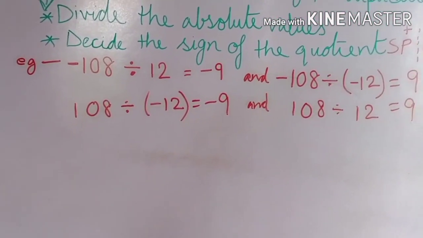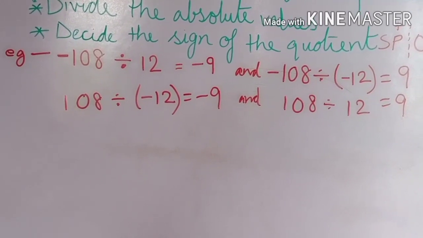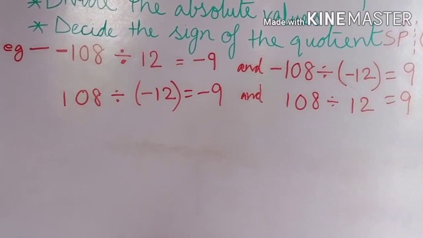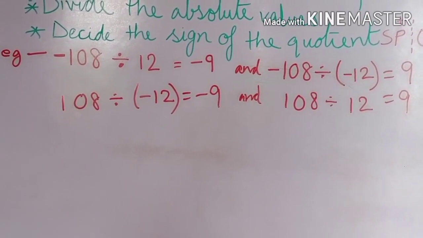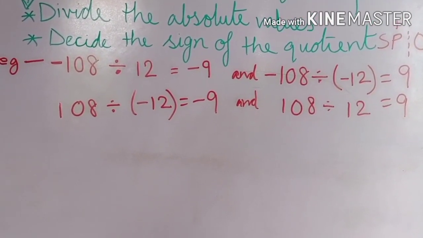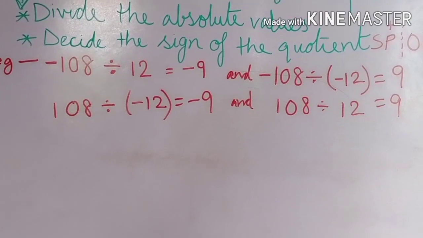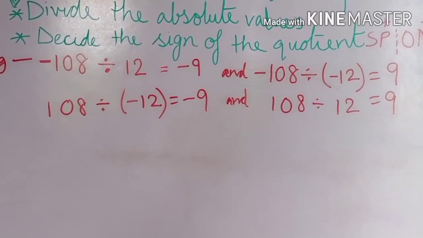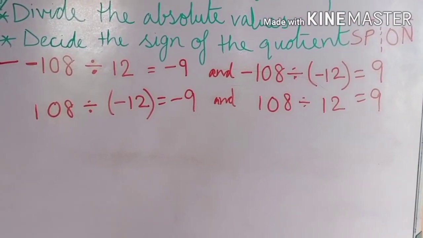Let's see the example. Minus 108 divided by 12. So what is 108 divided by 12? It is 9. And since the dividend is negative and the divisor is positive, so opposite signs, the quotient will be negative.